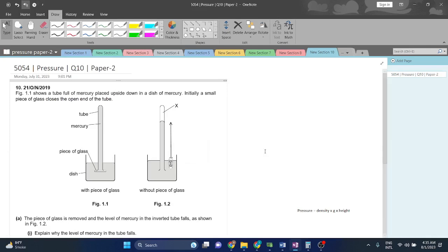Sorry, one thing I realized is that I made a small arrow, which is not necessary. So don't, not necessary, which is wrong. तो सिर्फ ये वाली हाइट लेनी है आपने.